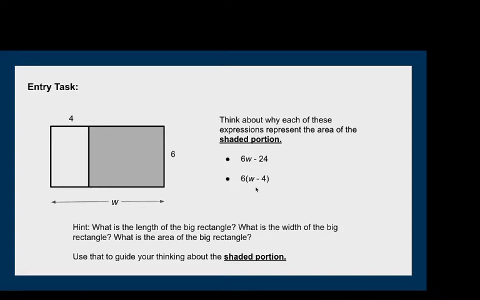Another way, 6 multiplied by w minus 4, 6 is our length. We know that length times width is area, so the length of this shaded rectangle is 6. And the whole thing is w, but if we minus 4, we would get the width of this shaded portion. So 6 multiplied by w minus 4 would also give us the area of this shaded portion. Okay, I hope that made sense.